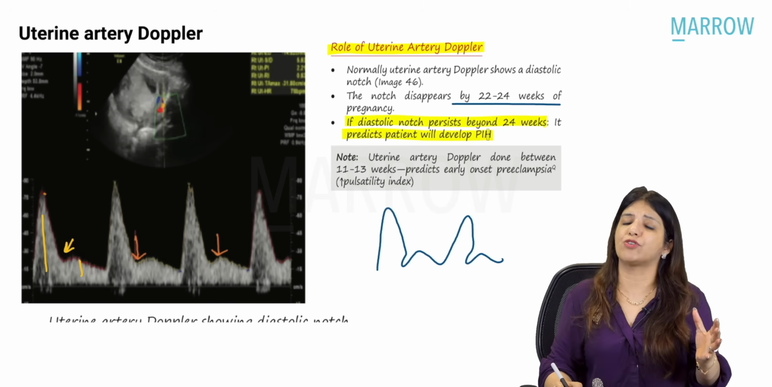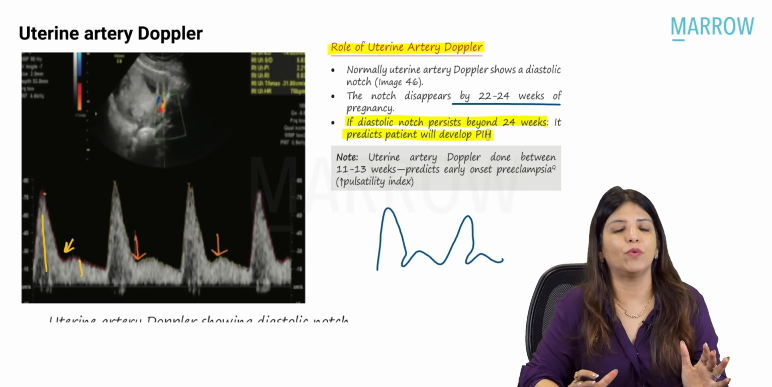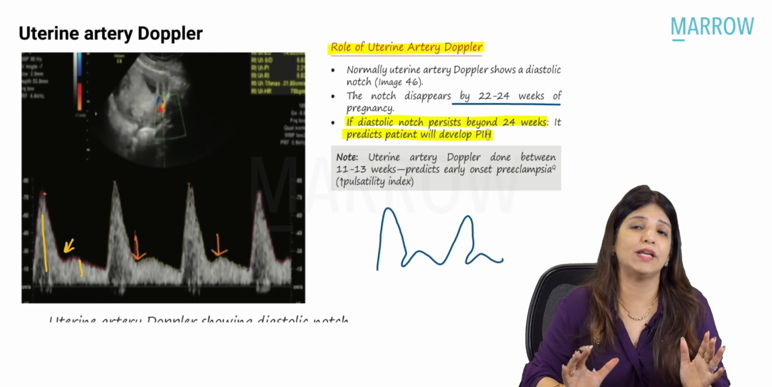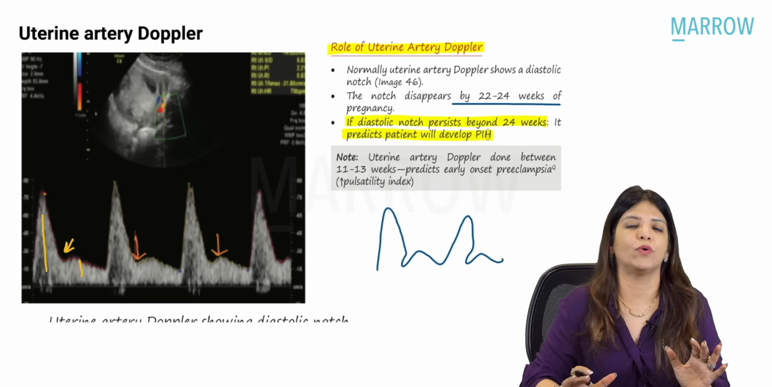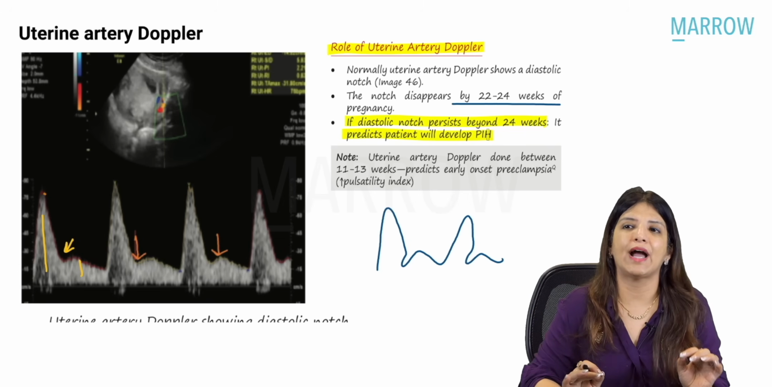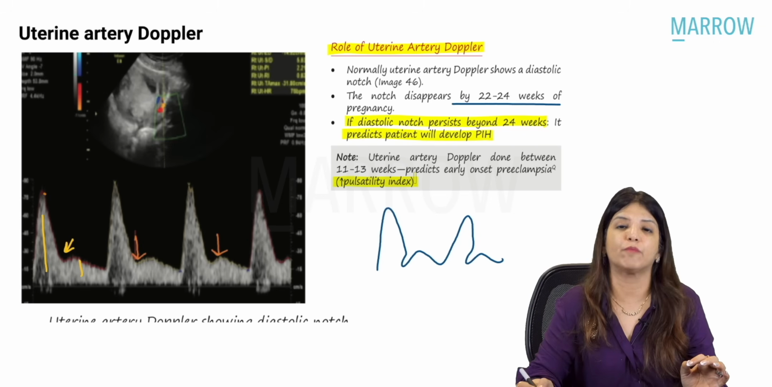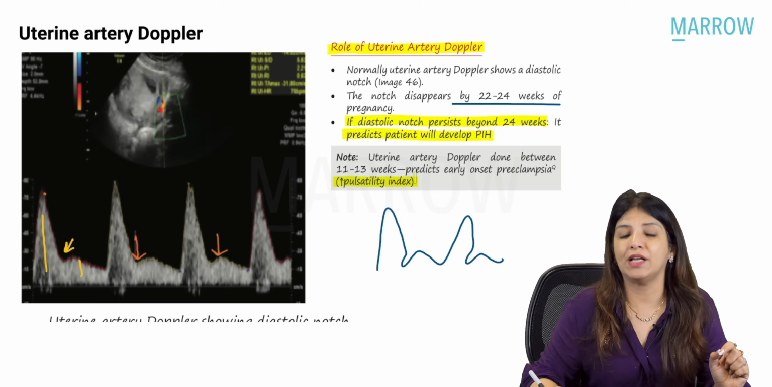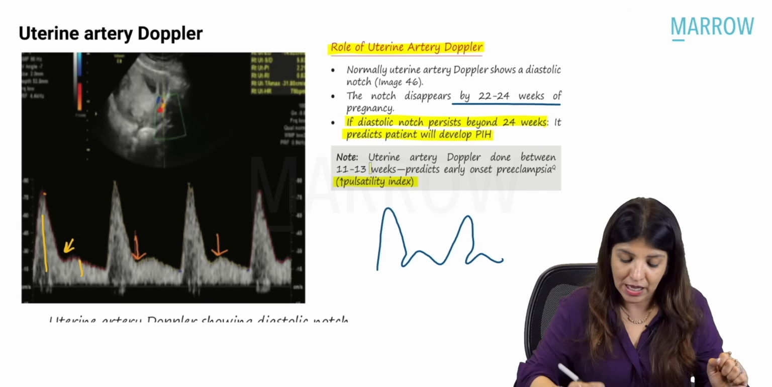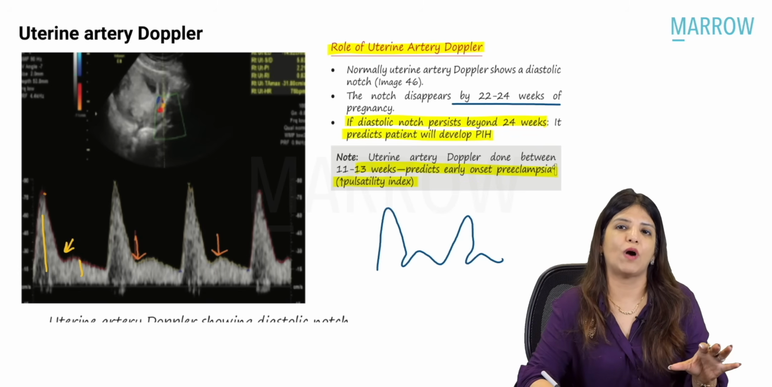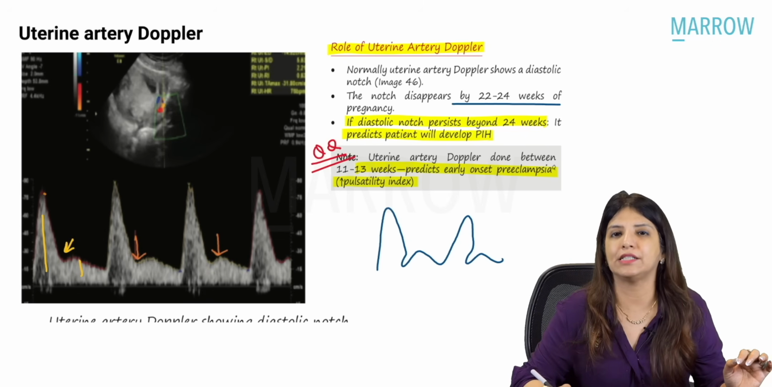Normally uterine artery Doppler is done between 22 to 24 weeks. These days we have started doing Doppler even earlier, between 11 to 13 weeks. Between 11 to 13 weeks, in all pregnant females, you are going to get a diastolic notch. What we are looking at between 11 to 13 weeks is not the diastolic notch, but the pulsatility index. If the pulsatility index on uterine artery Doppler between 11 to 13 weeks is increased, this means that your patient is going to have early onset preeclampsia, and this is your INI-CET PYQ.